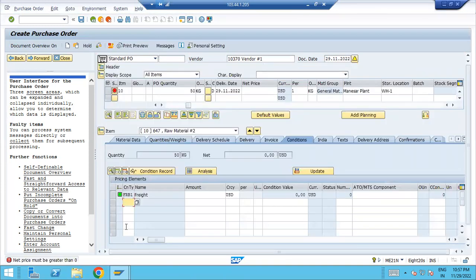Here the schema settings are not there, so manually I'm adding this value, the condition type. And let's take the value as the PO price. The PO price, let's take here 0.20 USD. So per unit price, per kg price is 0.20 USD.